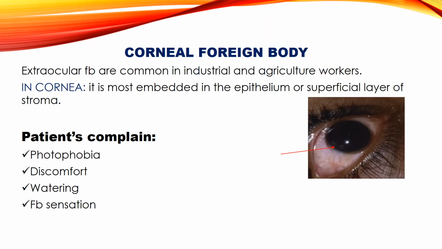Now let's learn about the corneal foreign body, how to diagnose and how to remove it. Extraocular foreign bodies are common in industrial areas, factories or among agriculture workers. In the cornea, it is most often embedded in the epithelium or superficial layer of the stroma. And the patient complains about photophobia, discomfort, watering and foreign body sensation. As seen in this image, this is a corneal foreign body, as I pointed with the arrow.